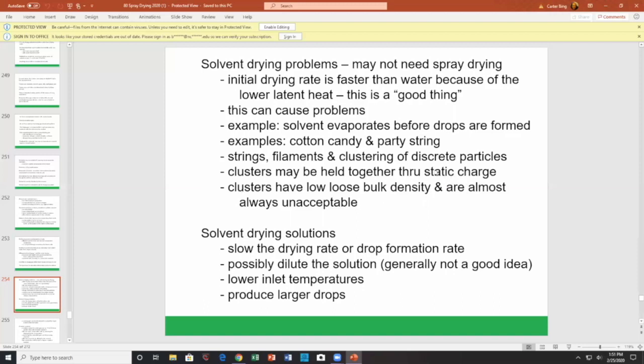Hopefully, static charge. Hopefully there isn't any oxygen around. Clusters may have loose bulk density and are almost always unacceptable. There you go. Solvent drying, slow the drying rate and drop rate formation, possibly dilute the solution. Generally not a good idea. Lower inlet temperatures produce large drops.